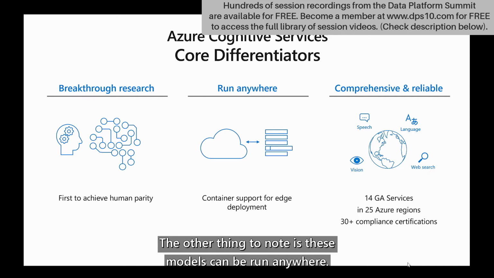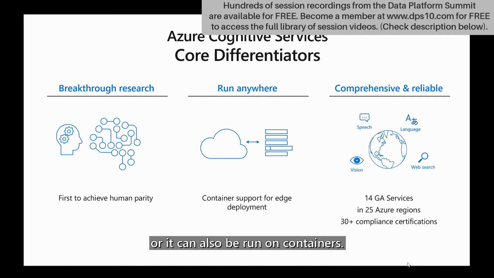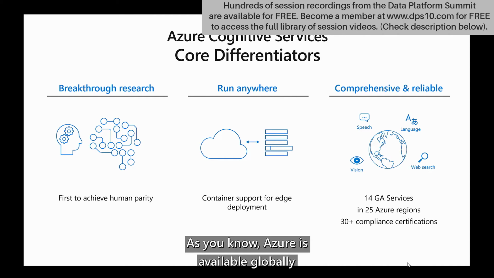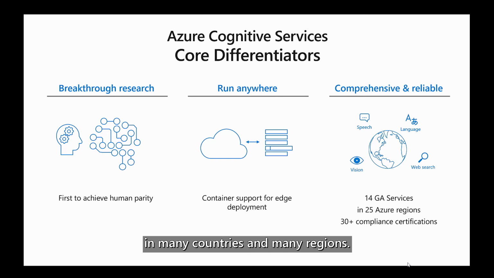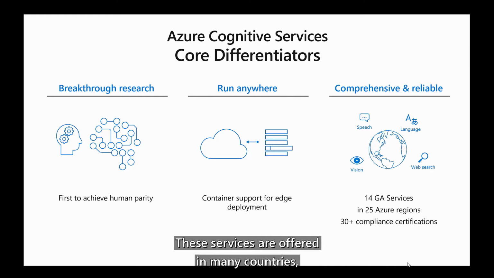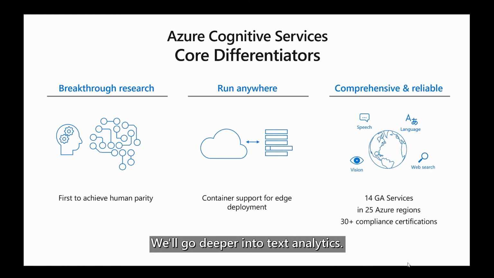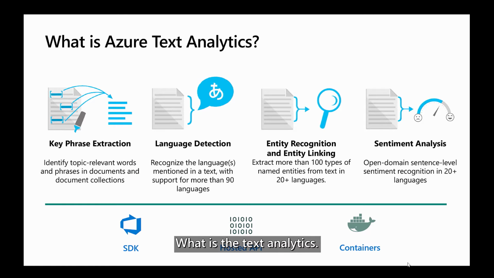The other thing to note is these models can be run anywhere. So it can be run from public cloud, or it can also be run on containers. And then we have a lot of GA regions. So as you know, Azure is available globally in many countries and many regions. So these services are offered in many countries, many regions, and then they are all compliant, right? So we have all the certifications and everything that you need, right? And we'll go deeper into text analytics, so you'll get to know what languages are supported and things like that. So what is text analytics, right?